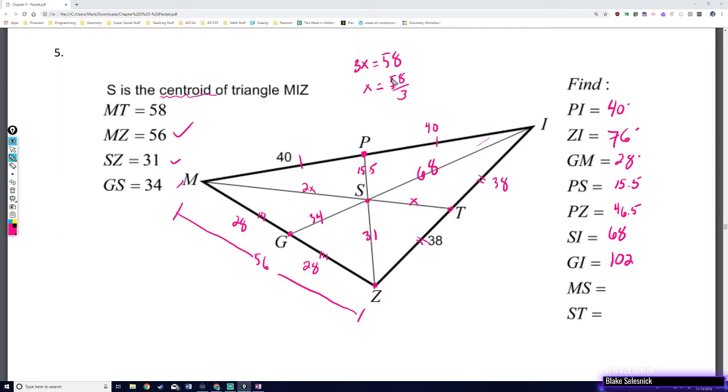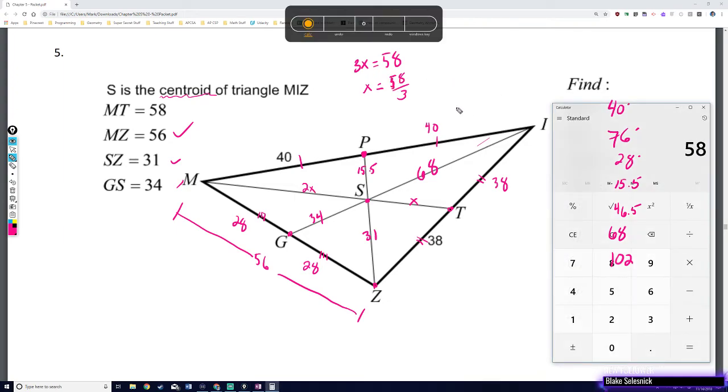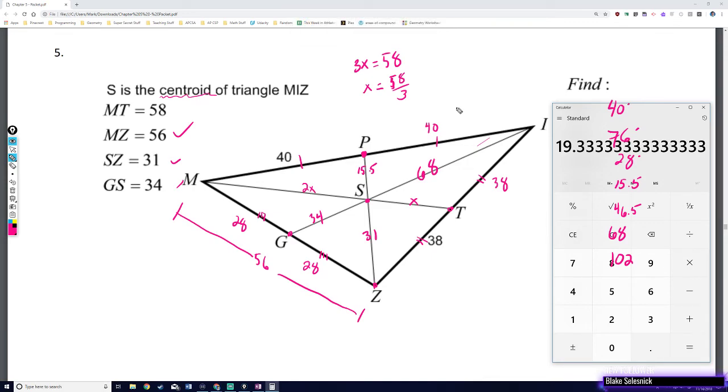It's not going to be a great number. Let's just see. 58 divided by 3 is 19.33333. So I'd probably not have you do that, but we're going to go ahead and round it.